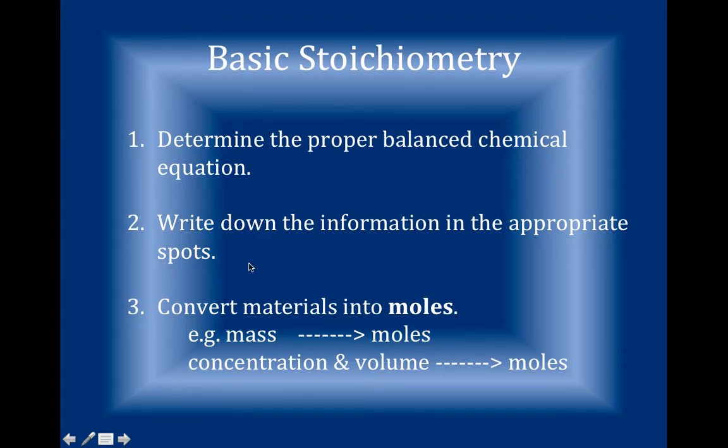So you always remember in stoic, you need a balanced chemical equation. Then you look at the question and you write down all the information that the question gives you. Then you're also looking for what's the unknown, where you're trying to head. So in other words, it's like plotting out a course with an ancient thing called a map. Step 3 says, if we have mass, we've got to get in moles. If we're given volume and concentration, we've got to get in moles.